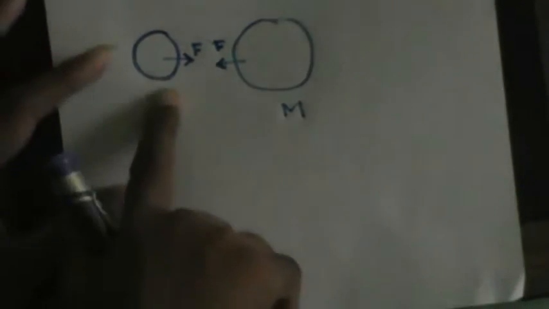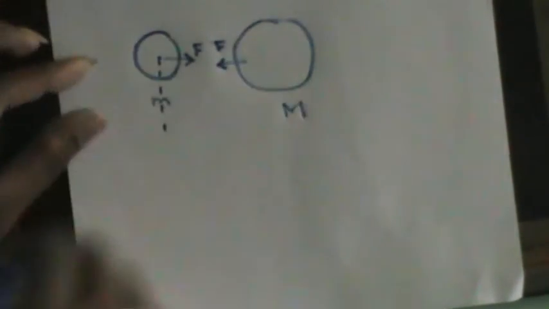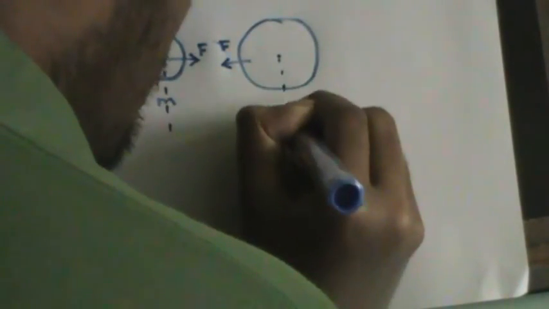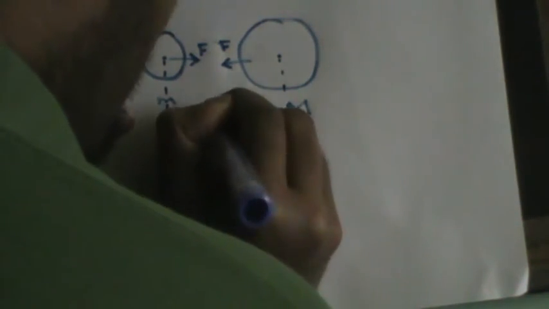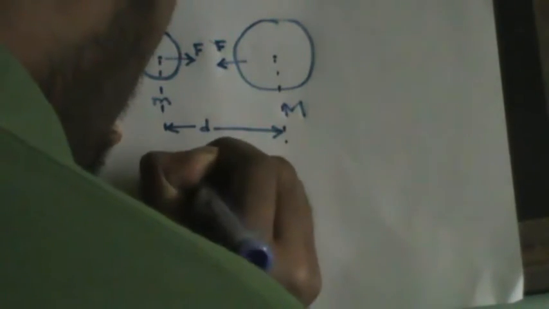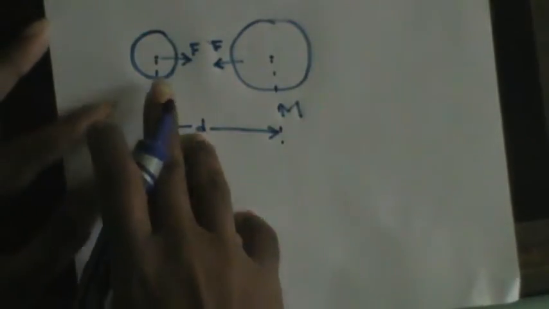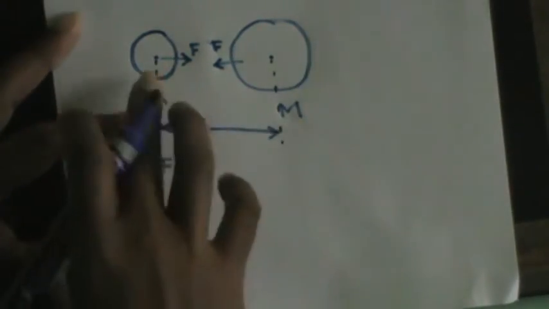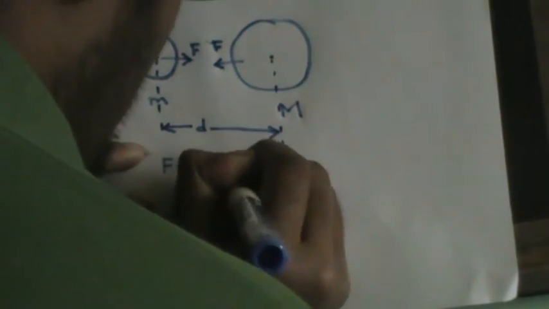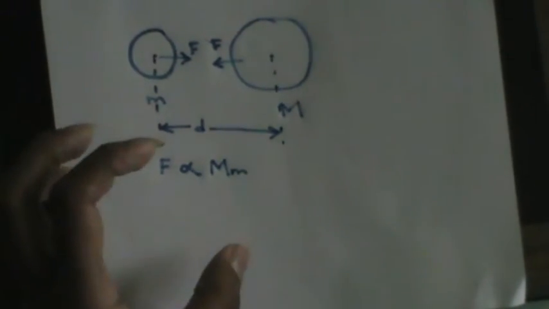I'll take the center of mass of this object to be here, and the center of mass of this object to be here. The distance between these two centers of mass is d. What Newton actually said was that the force of attraction between these objects is directly proportional to the product of their masses. The product of their masses will be the multiplication of these two masses, capital M times small m, and inversely proportional to the square of the distance between these two masses.